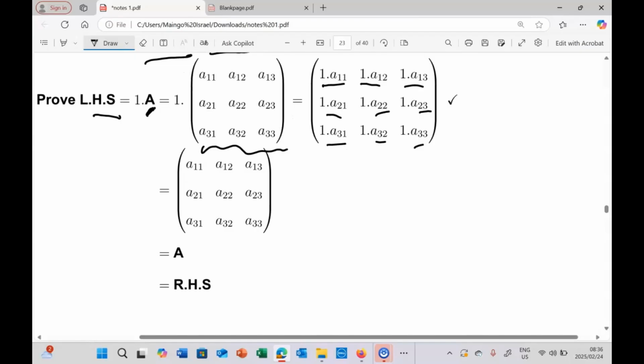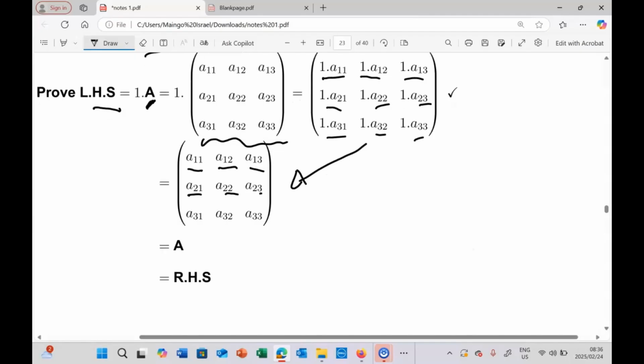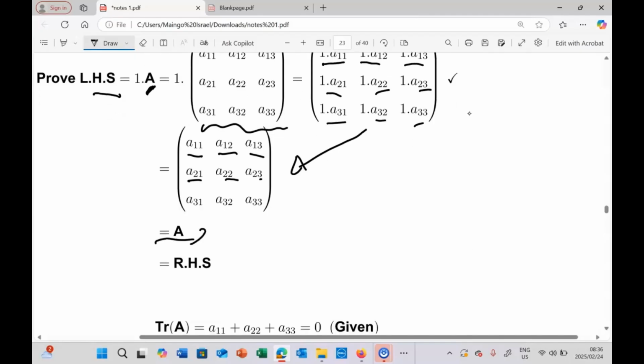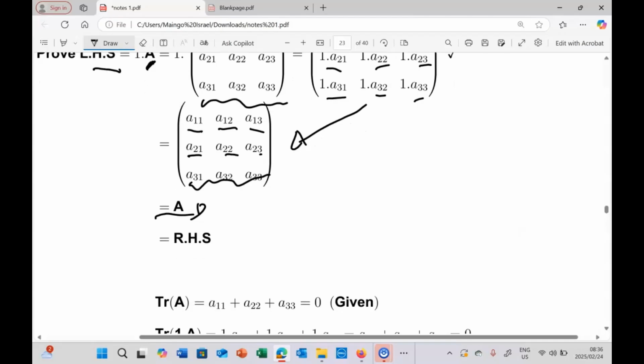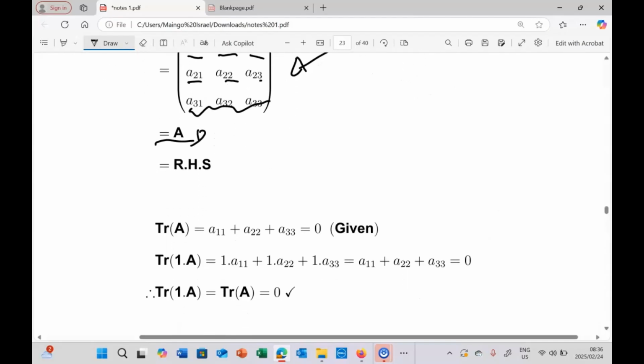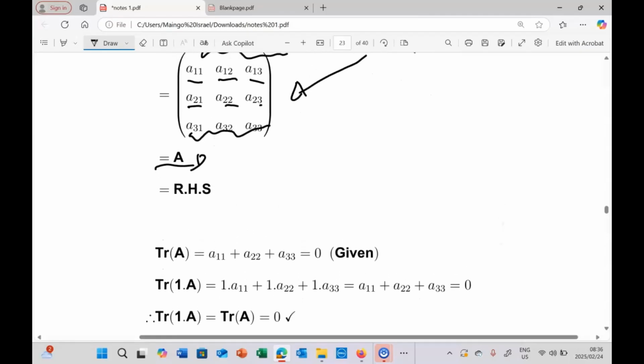So then what is 1 times A11? It is still A11, A12, A13, A21. This is the result of this. So now what is this matrix? This matrix is A. It's still A. That's matrix A, and this equals the right hand side. We have proven that, but we need to show also the trace.